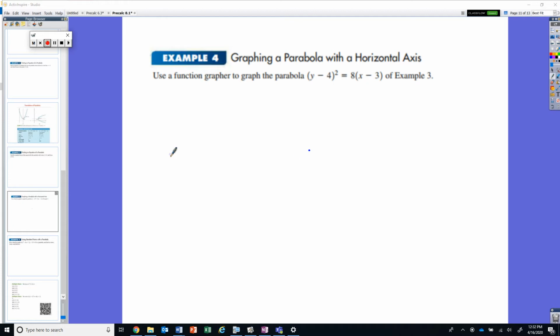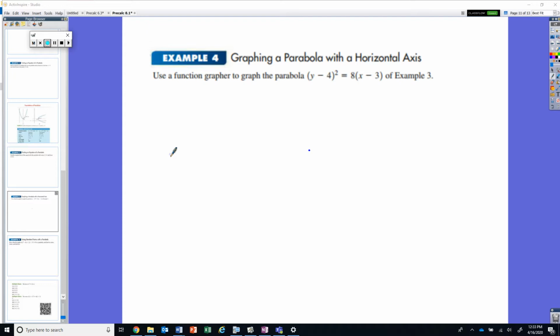In this video, our objective is to learn how to graph horizontal facing parabolas using our graphing calculator. So parabolas that are opening left and right. Remember that when we have a parabola that opens left and right, that means the y is being squared, as you see here in this example.